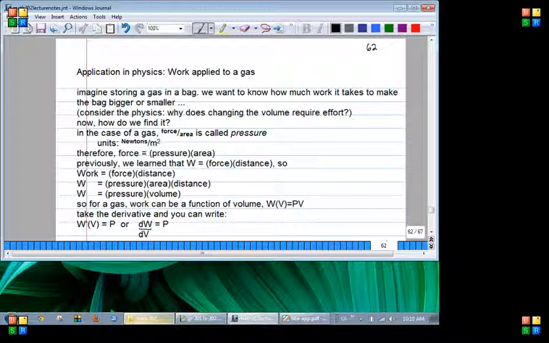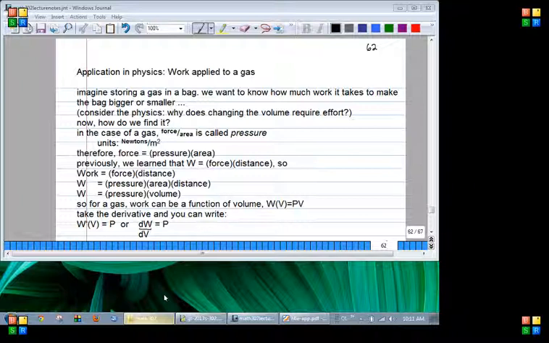Can you have work as a function of pressure? Yes, you can. As you can see from this, anytime you can write something as an expression of something else, you can take the derivative with respect to any variable you want. But what we're doing is taking the derivative with respect to volume. Why is that? Given the scenario at the beginning, the thing that's going to be changing is the volume. So in this particular instance, we want to think of volume as our variable.